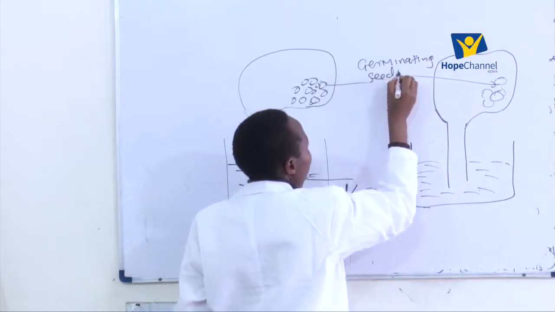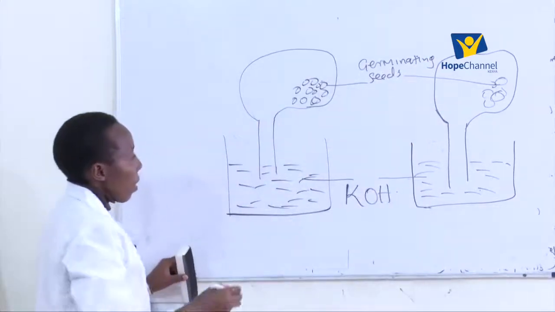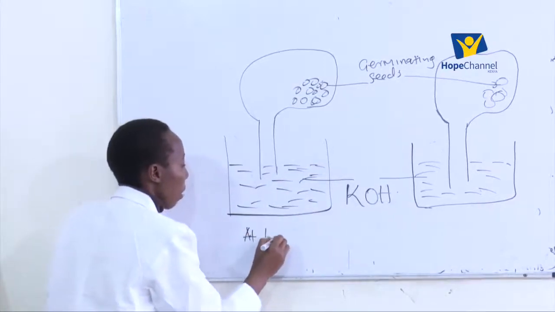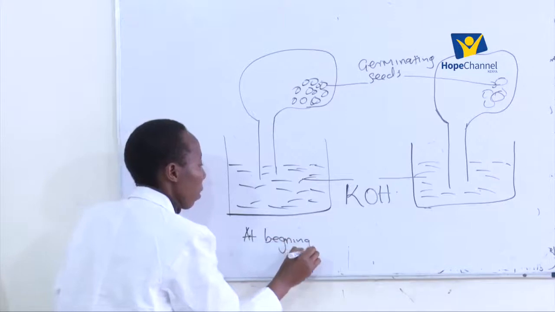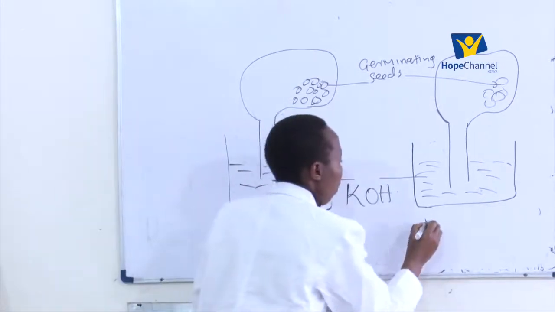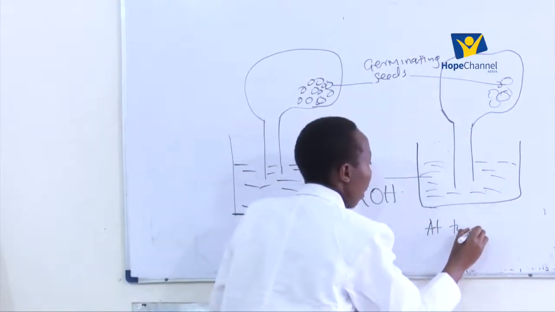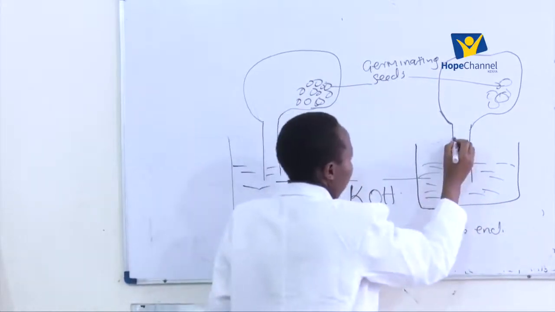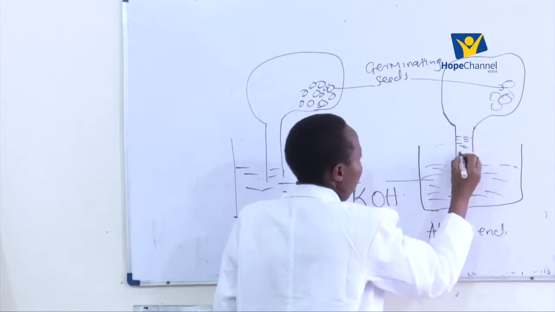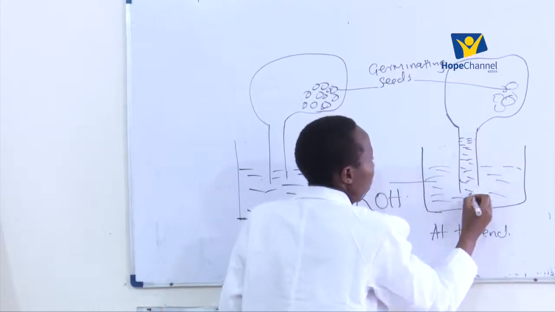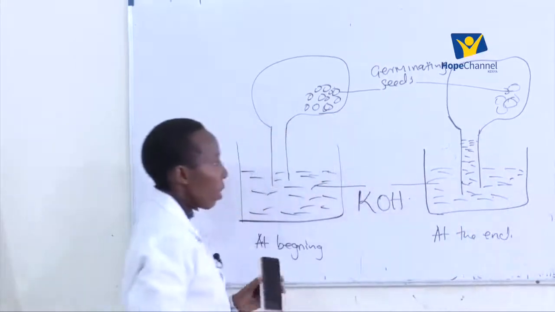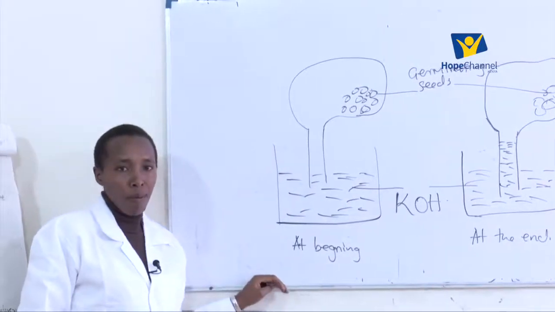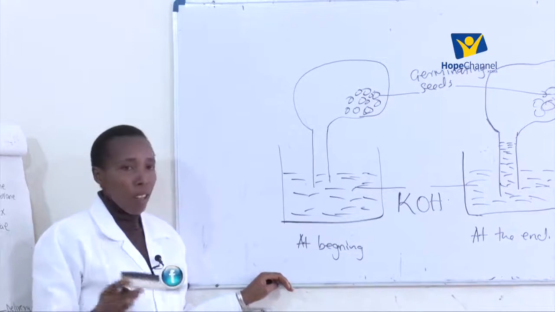Then, this is at the beginning of the experiment. So at the beginning. Then here, I have at the end. So at the end, something happens. Something happens here. Then I ask you, what is the aim of this setup?